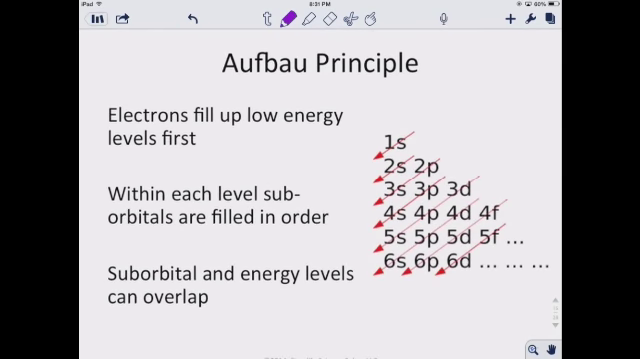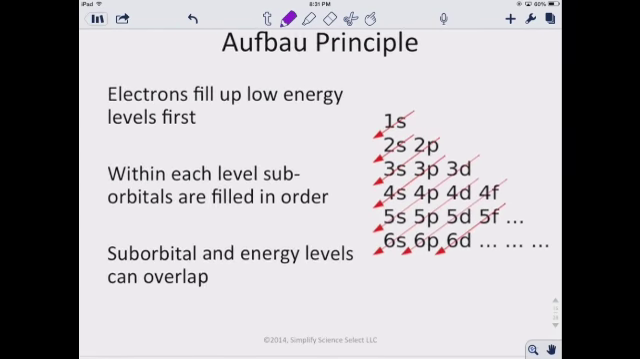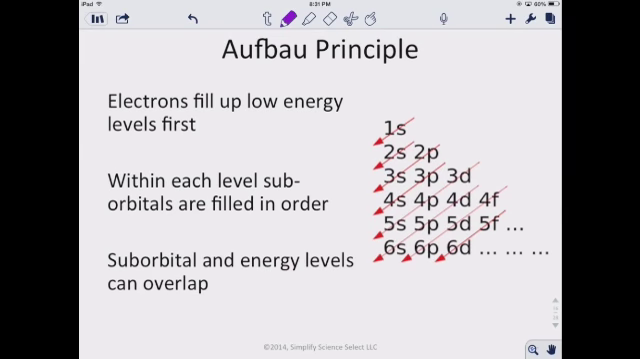So, the first principle that we're going to look at is called the Aufbau Principle. And basically, what this is is that electrons fill up the lower energy levels first. So, you can think of it kind of like filling up a cup of water. When you fill up a cup of water, it doesn't start filling up from the top. Well, electrons are the same way. They start filling up from the very bottom. And so within each, as suborbitals are filled, they fill in a very specific order.